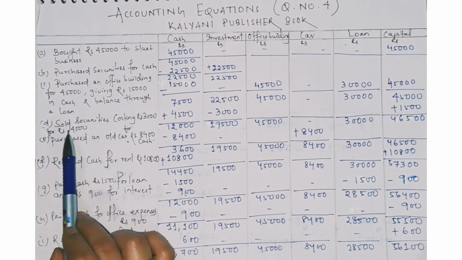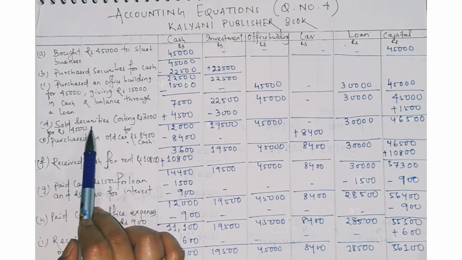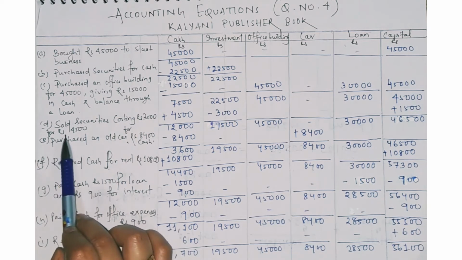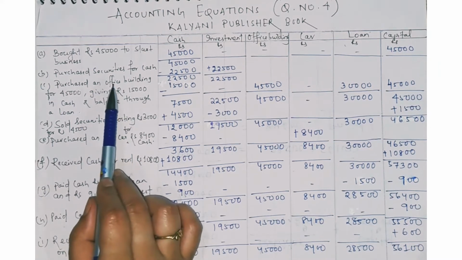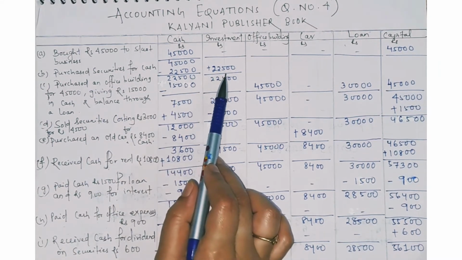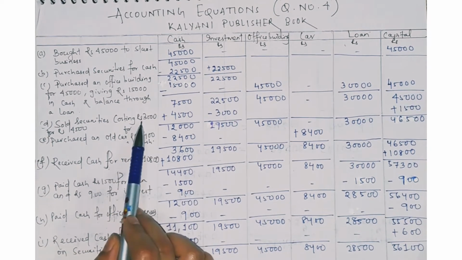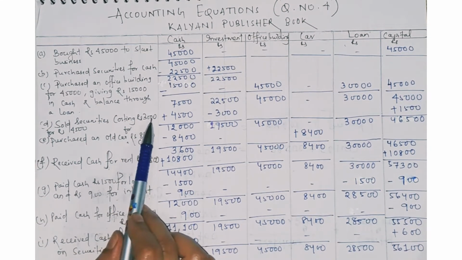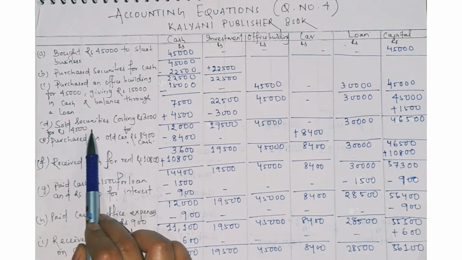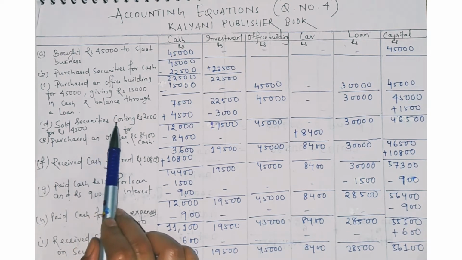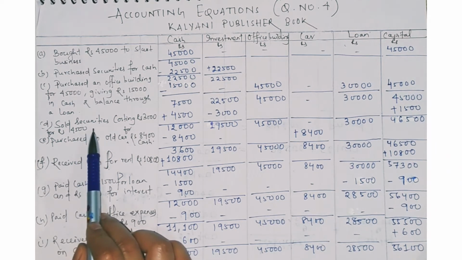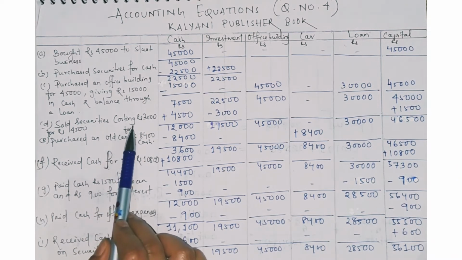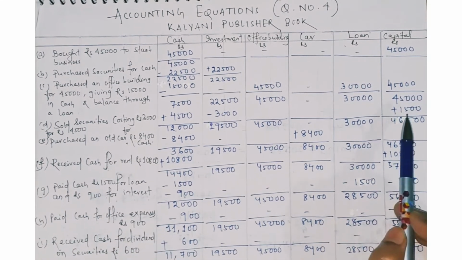Okay. Now next transaction is sold securities costing rupees 3,000 for rupees 4,500. Now the securities we have purchased previously in cash of rupees 22,500, out of which rupees 3,000 securities are sold for rupees 4,500, means we have sold the shares in profit of rupees 1,500. How? 4,500 minus 3,000 is equal to 1,500. So 1,500 is the profit for the business. So it will be added to the capital.